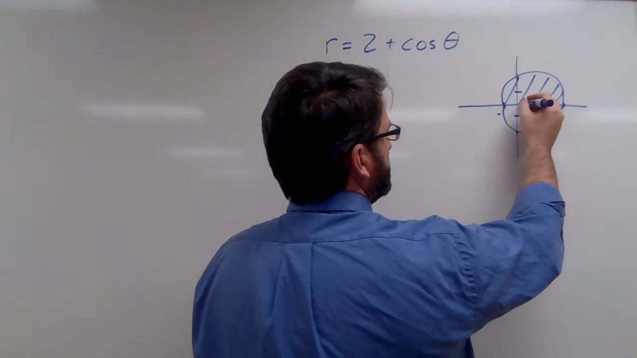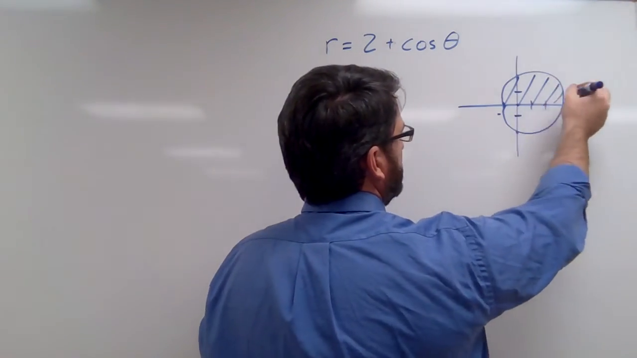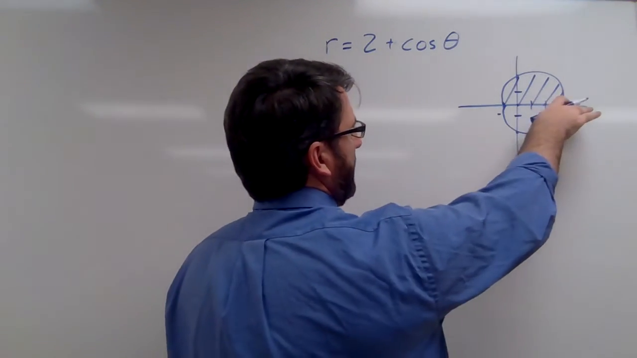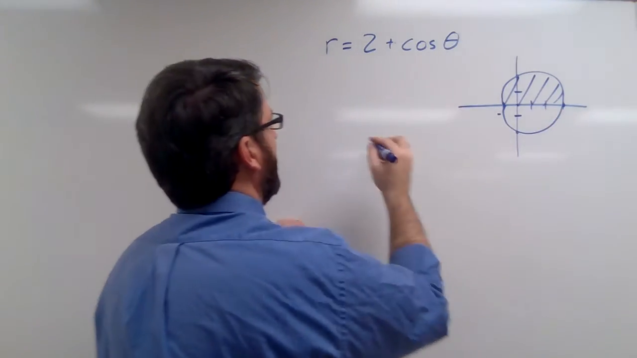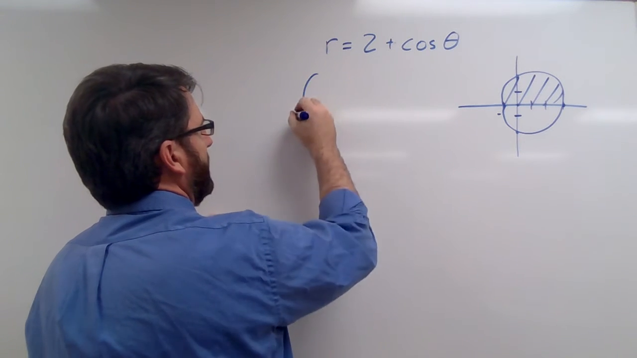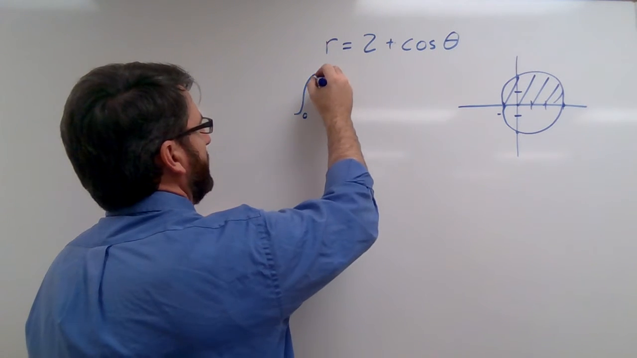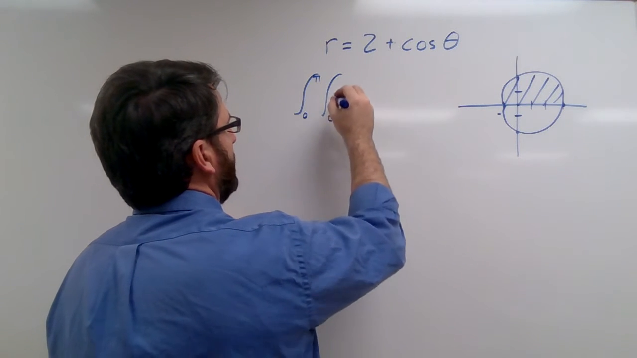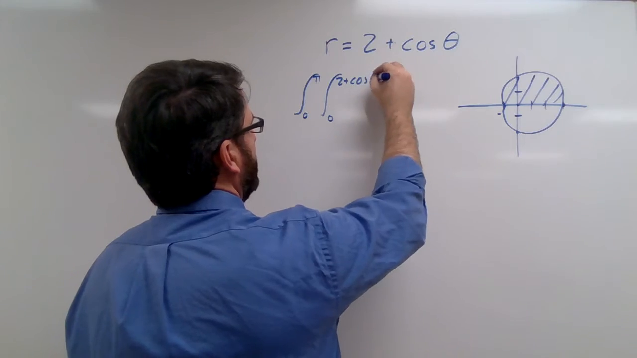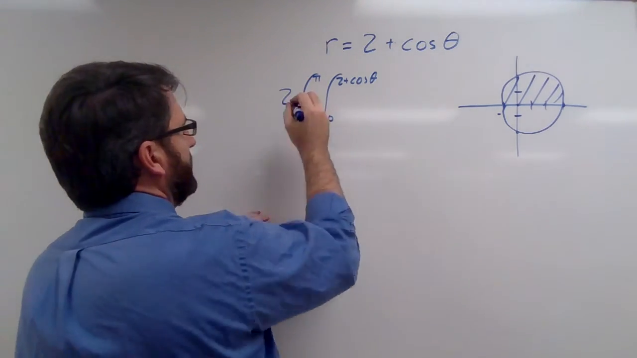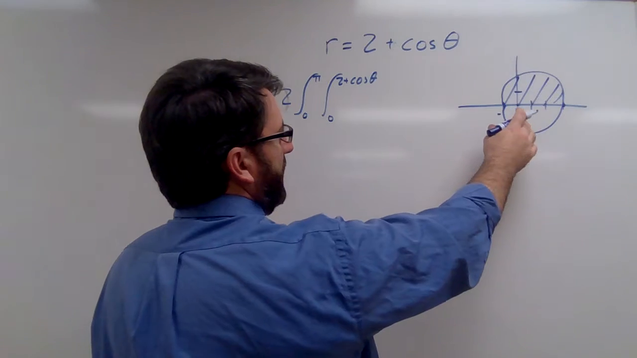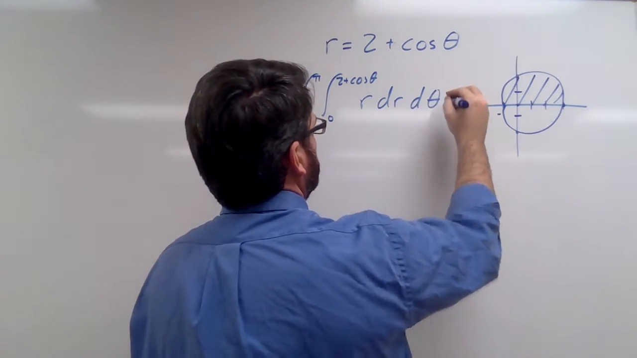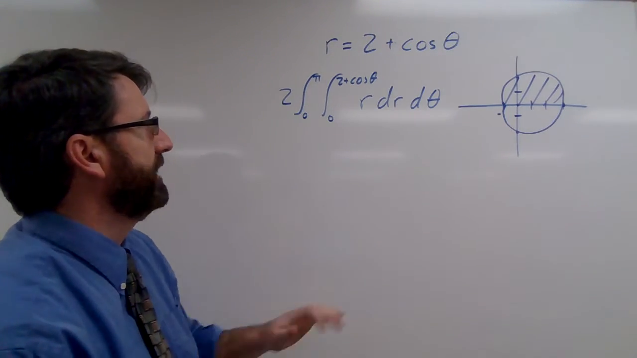And so our r is going from 0 out to this function, and our theta is going to go from 0 to pi. So we're going to have an integral from 0 to pi, and then an integral from 0 to 2 plus cosine theta of, and then put that 2 out front, r dr d theta.